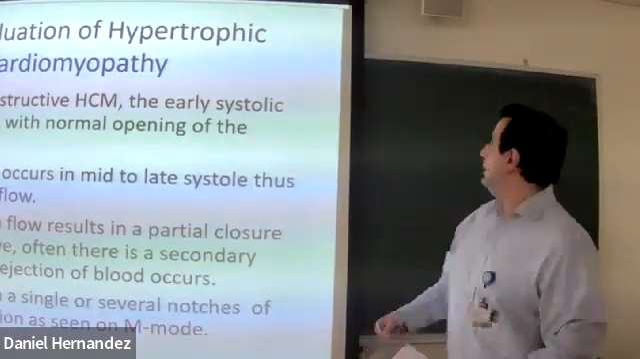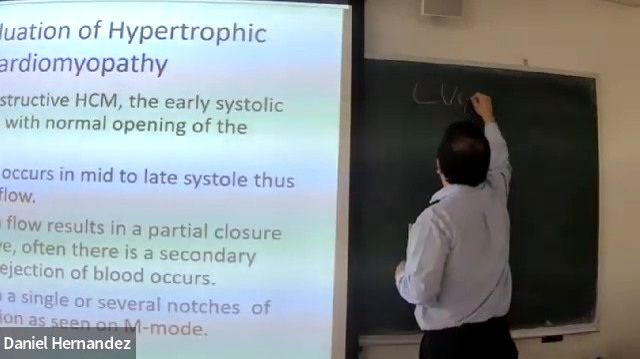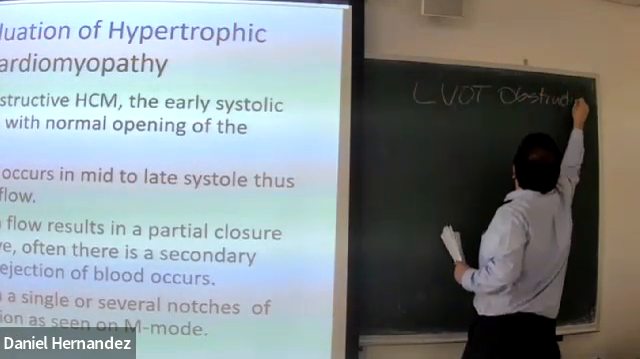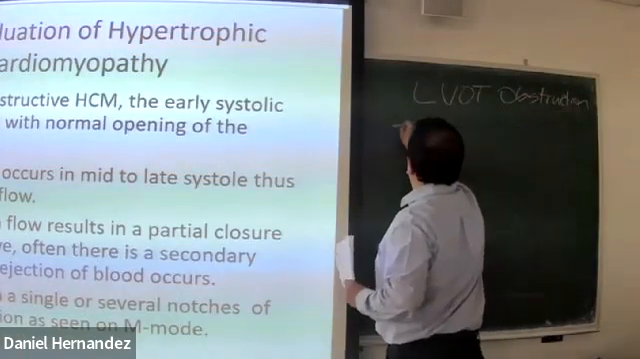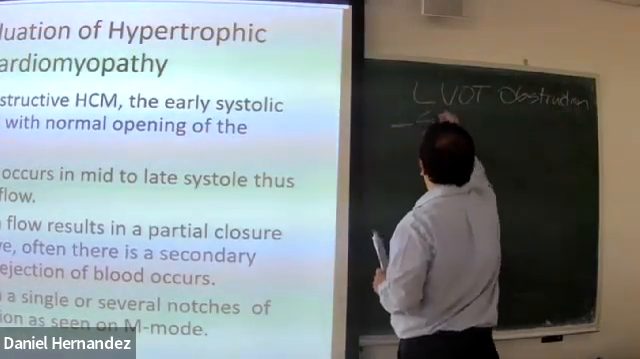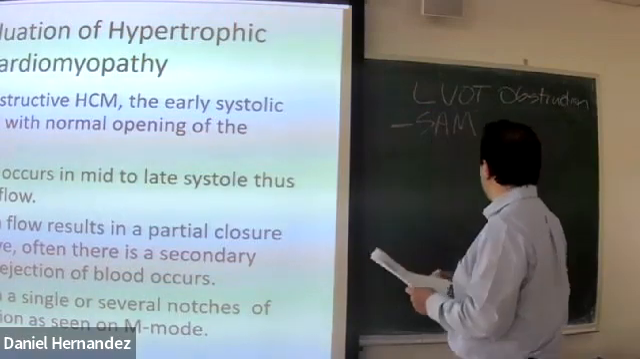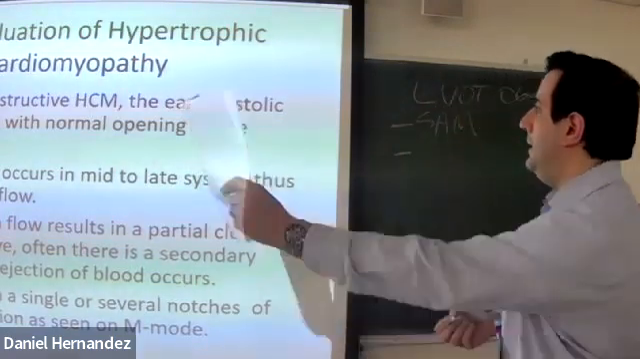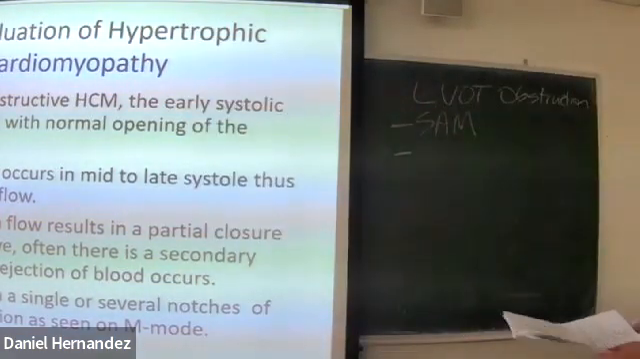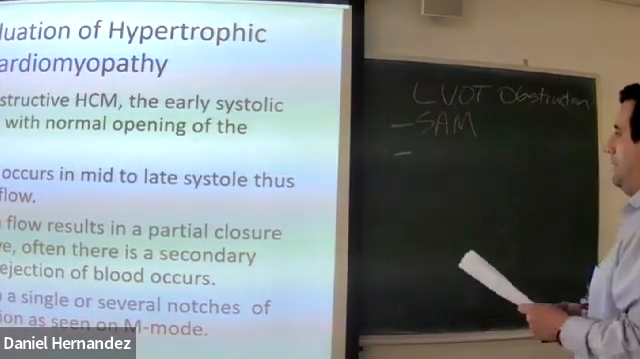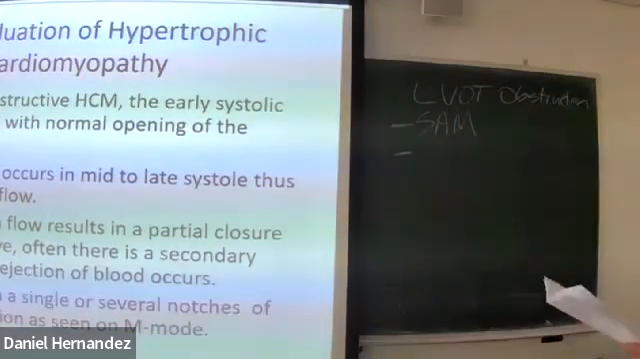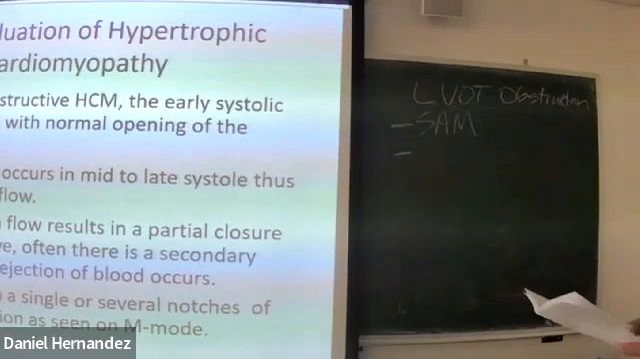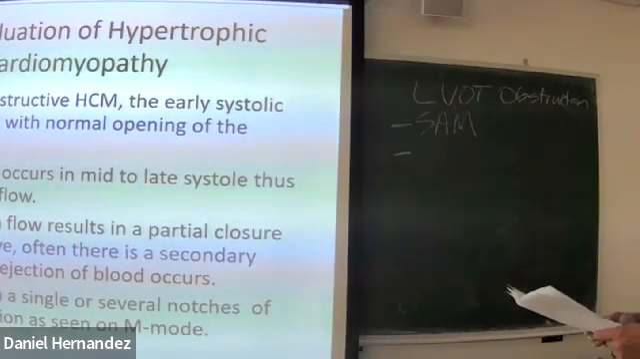I'm just going to put over here: obstruction. You can see systolic anterior motion. This is also talking about the aortic valve itself. So the obstruction occurs in mid to late systole, thus diminishing the blood flow. This reduction in flow results in a partial closure of the aortic valve, and there's often a secondary opening as the final ejection of blood occurs.